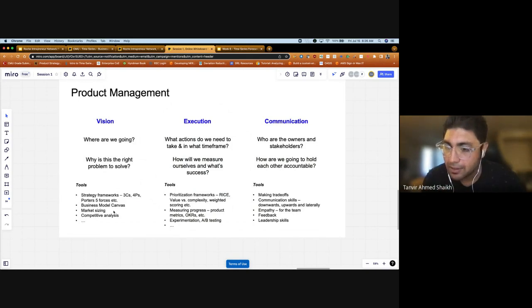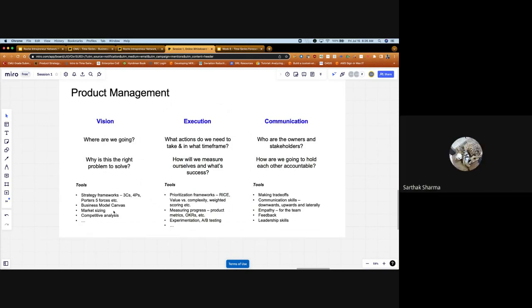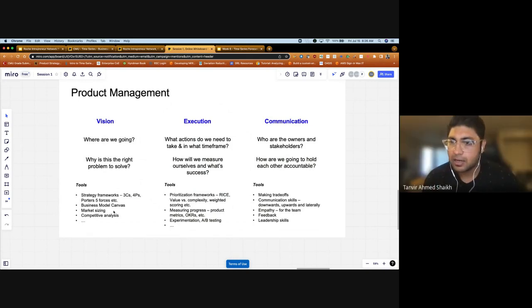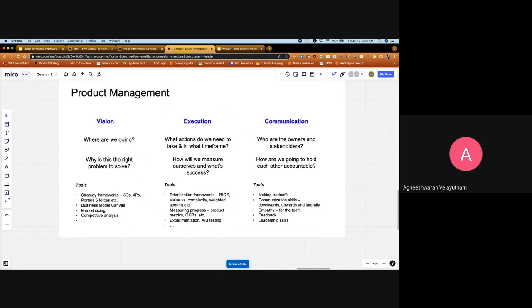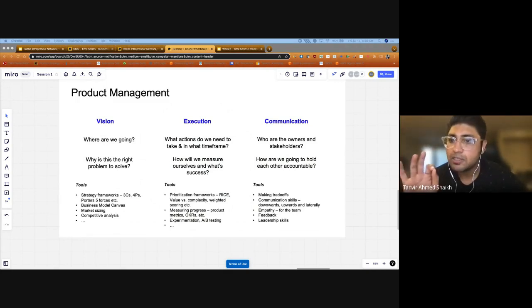But has anyone heard about the 80-20 rule, the Pareto principle? I have heard that only 20% of the work may lead to 80% of the results. Perfect. And Agnishwaran, what do you say? Yeah, same. With respect to quality defects, I have heard this, like 80% of problems are caused by 20% of defects. So, you know, the universe is imbalanced. You can try to bring balance to it, but it will shift towards one side.